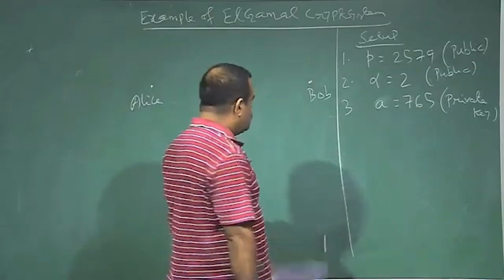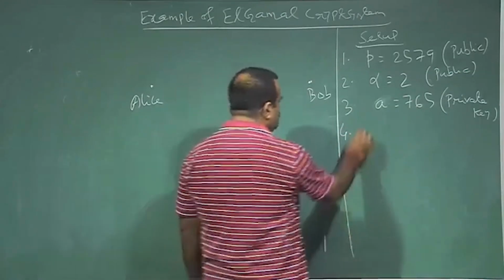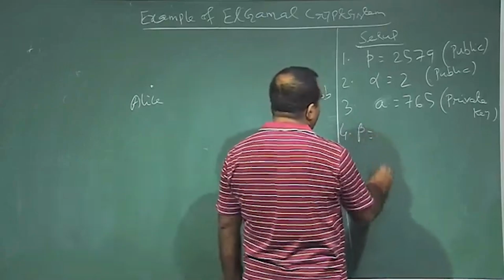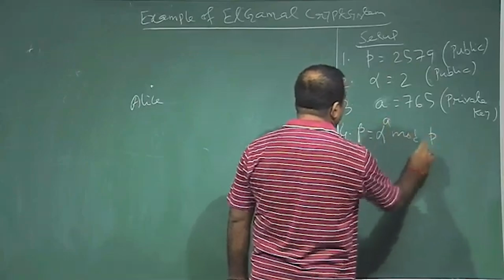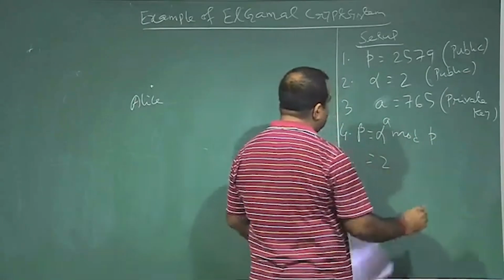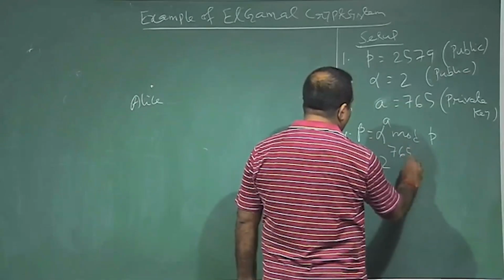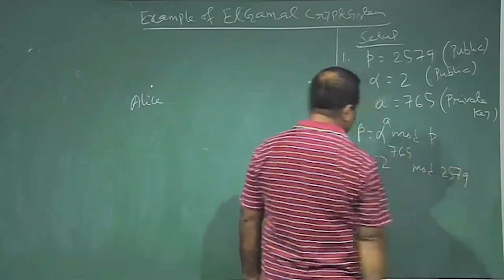Now we have to calculate the beta. So beta is basically alpha to the power a mod p. This is basically 2 to the power 765 mod 2579.